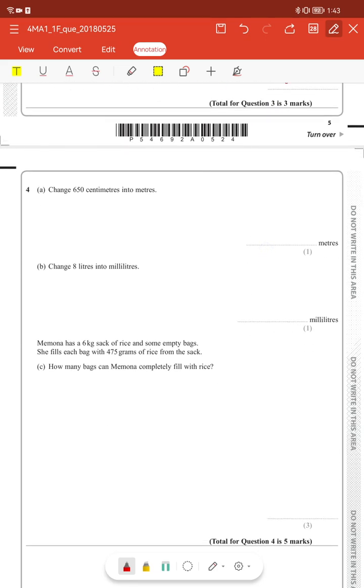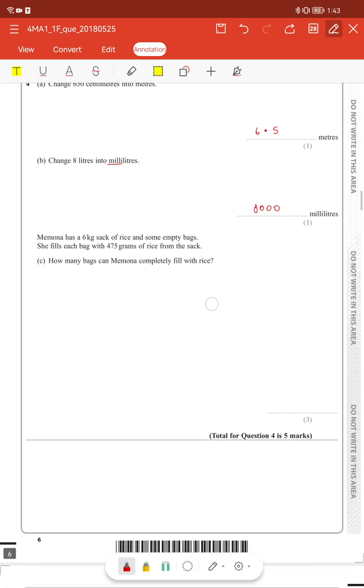650 centimeters into meters. So we have to divide it by 100, which would be 6.5 meters. 8 liters into milliliters. So milli means 1,000. So we times it by 1,000, which would be 8,000.